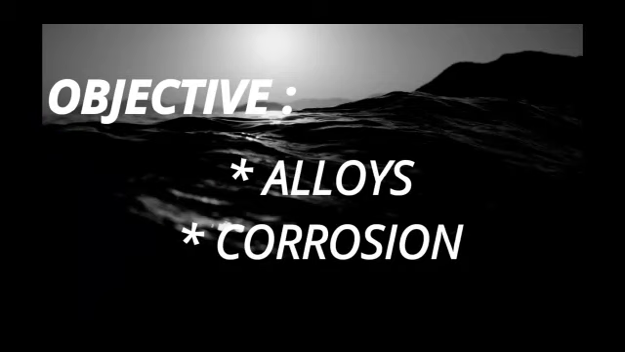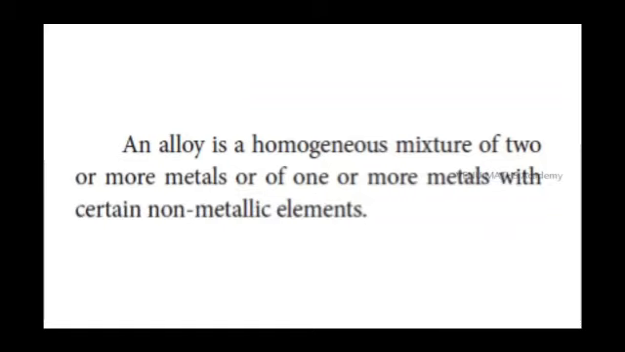In this video, we are going to learn about alloys and corrosion. First, let's learn about alloys. What is an alloy? It's a mixture of two or more metals and some non-metallic elements. That is, when we add one metal with another metal with some non-metallic elements and convert it to a homogeneous mixture, it is said to be an alloy.